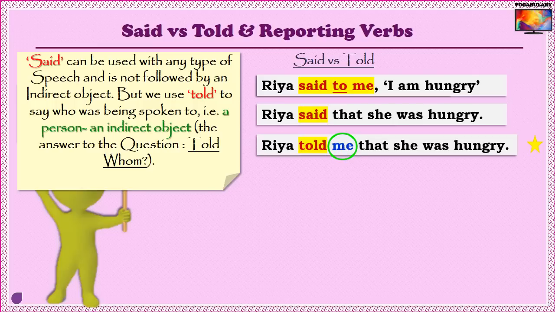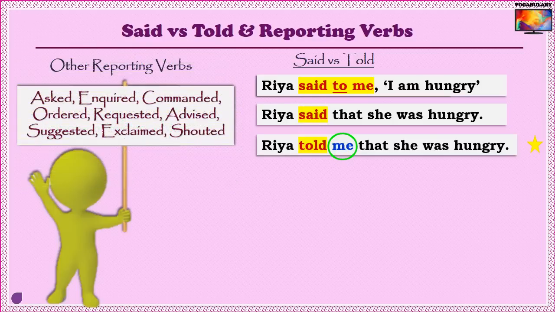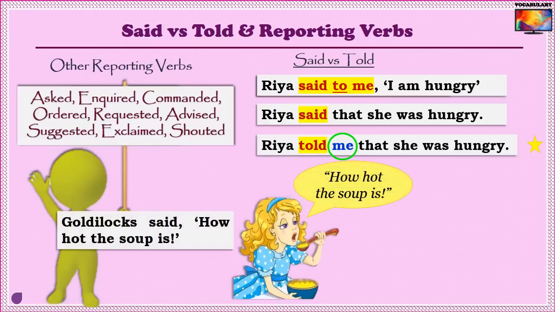As we discussed, there could be other reporting verbs as long as they suit the context of the speech. Just to give a few examples, consider the following sentences. Goldilocks said, "How hot the soup is." This is an exclamation in direct speech. You can observe the quotation marks as well as the exclamation mark.